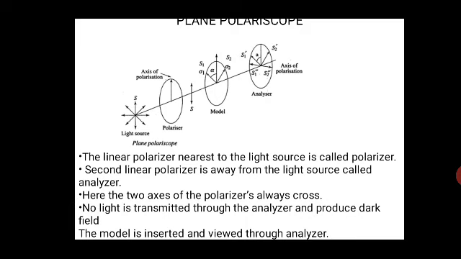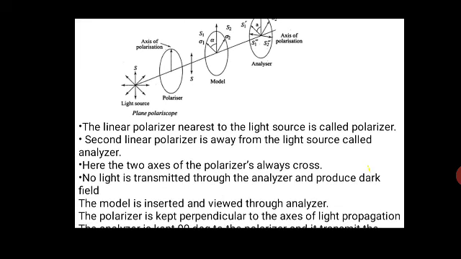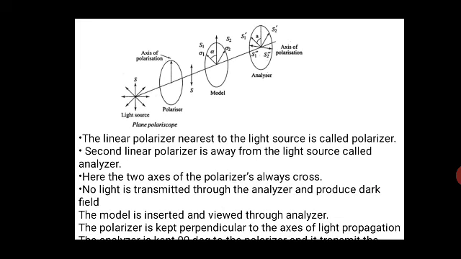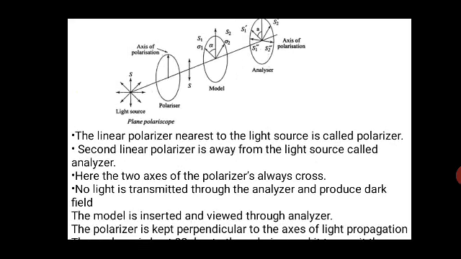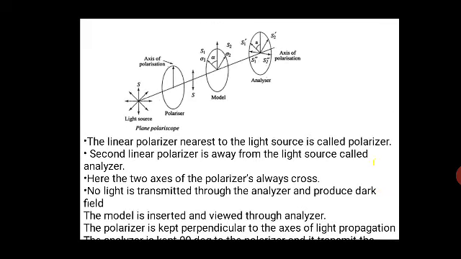That is the first, second, third and fourth element. From the left, it is the fourth element. The analyzer is where the actual display of the scattered light, or the fringes, can be observed. Here the two axes of the polarizer are always crossed. You can observe that one is in a vertical axis, and the axis of the analyzer is always perpendicular to the polarizer.